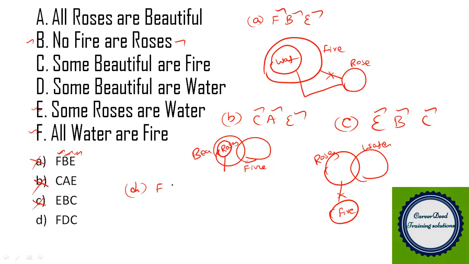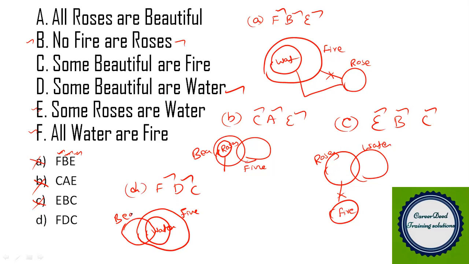So F, D, C. So what is F? All water are fire. All water are inside fire. Next, D. Some beautiful are water. So some beautiful are related to water. Next, coming to the conclusion. Conclusion is C. Some beautiful are fire. They said some beautiful are related to fire. So in this part, water, fire, and beautiful, everything is related. So definitely you can say some beautiful are related to fire from this picture, right? So definitely the answer for this question is option D, F, D, C.